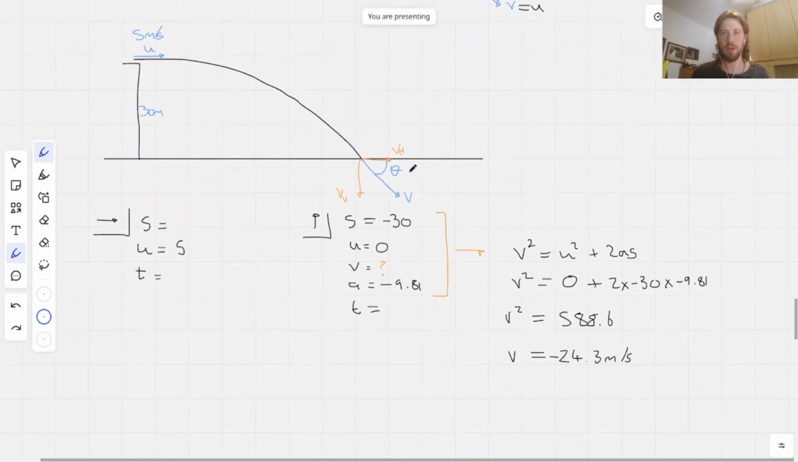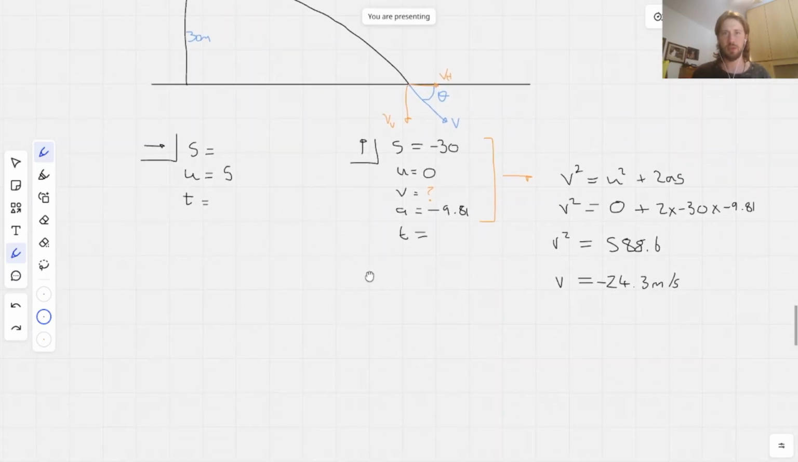What about our final horizontal velocity? Well, this one's very simple. The final horizontal velocity doesn't change. So our final horizontal velocity will just be 5 meters per second. So let's draw that out. Our final speed, which is down some unknown v, will be composed of a final vertical going down of minus 24.3 and a horizontal that's going along at 5.